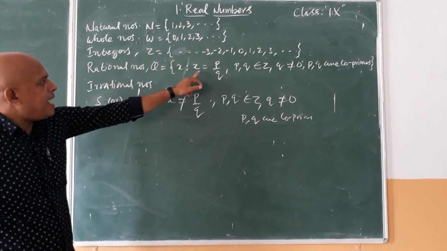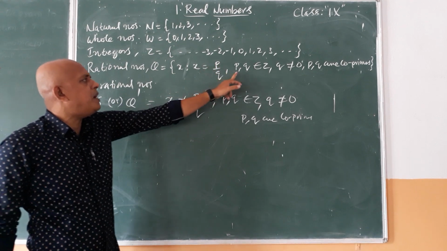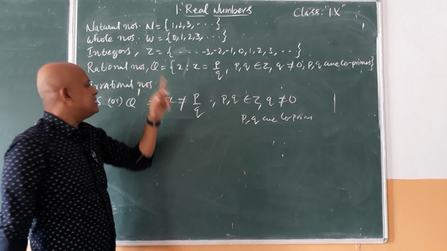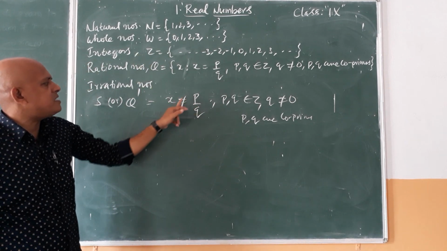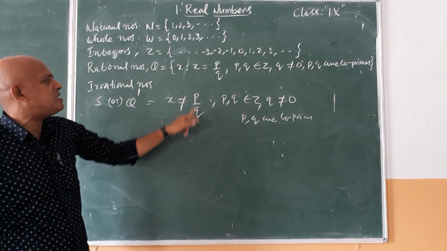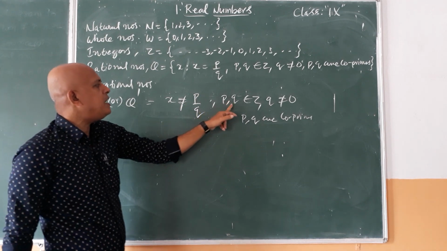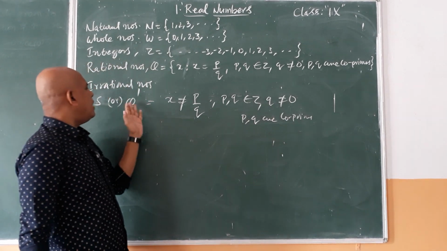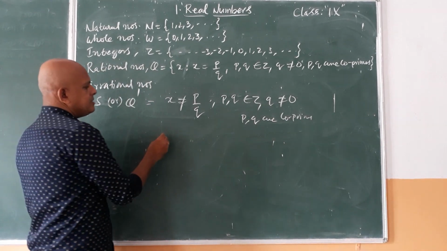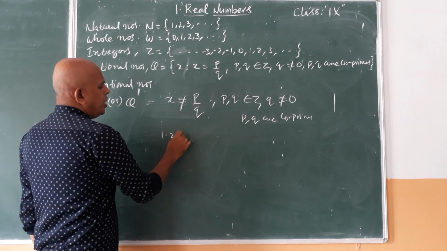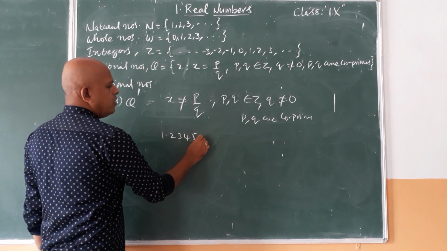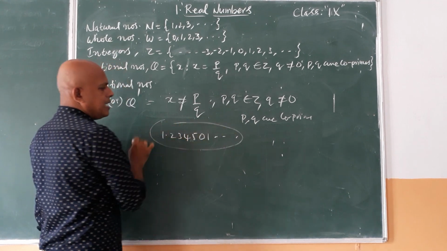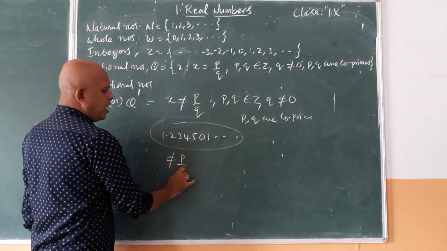The numbers which can be expressed in the form of p by q, where p and q are integers, q not equal to 0, and p and q are co-primes, are rational numbers. The numbers which cannot be expressed in the form of p by q, where p and q are integers, q not equal to 0, and p and q are co-primes, are called irrational numbers. For example, 1.2345... and so on. This is an irrational number example which cannot be written in the form of p by q.